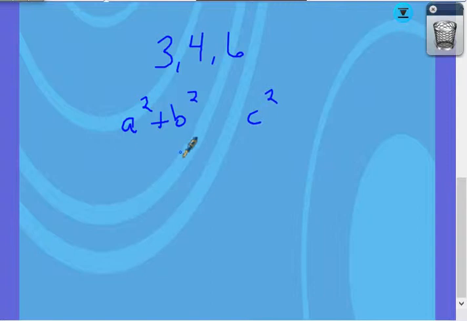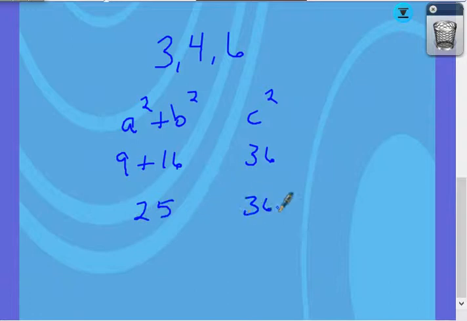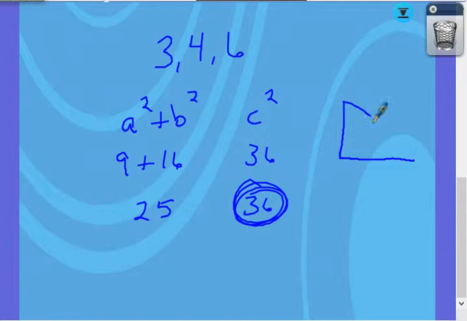So you test this. C is always your biggest side. A and B are always the two smaller sides. So this is 9 plus 16, and this is 36. So you have 25 and 36. The rule is look and see which side's biggest. If they're equal, it's a right triangle. But in this case, C is bigger. Here's C. C is always the hypotenuse. If you stretch C and make it bigger, what happens to this angle? It is now obtuse. So if C squared is bigger than A squared plus B squared, you'll always have an obtuse triangle. If C squared is smaller, you'll always have an acute triangle.